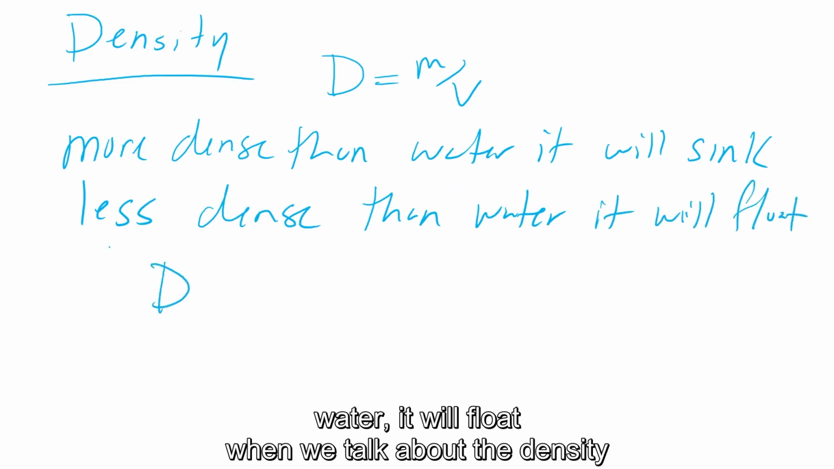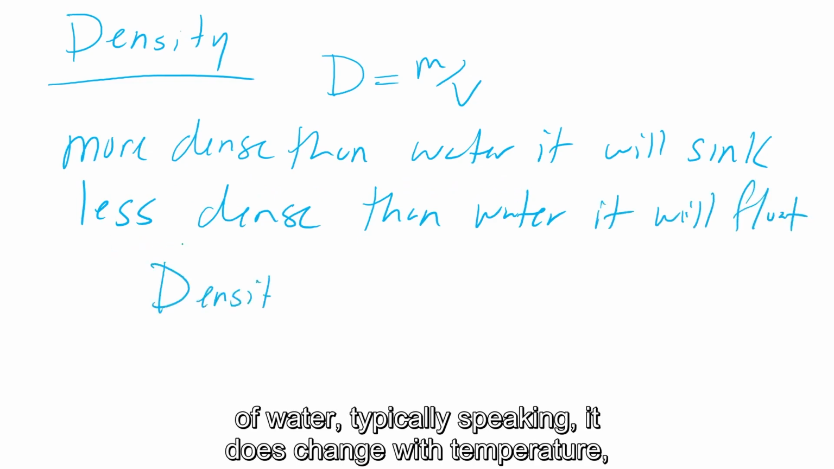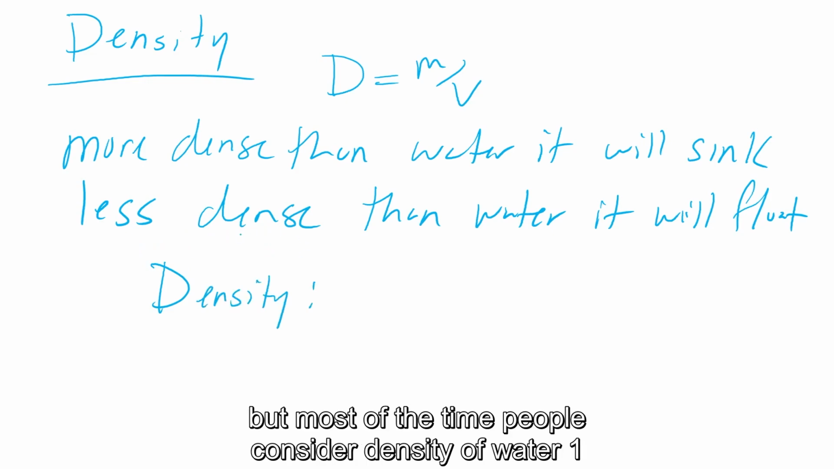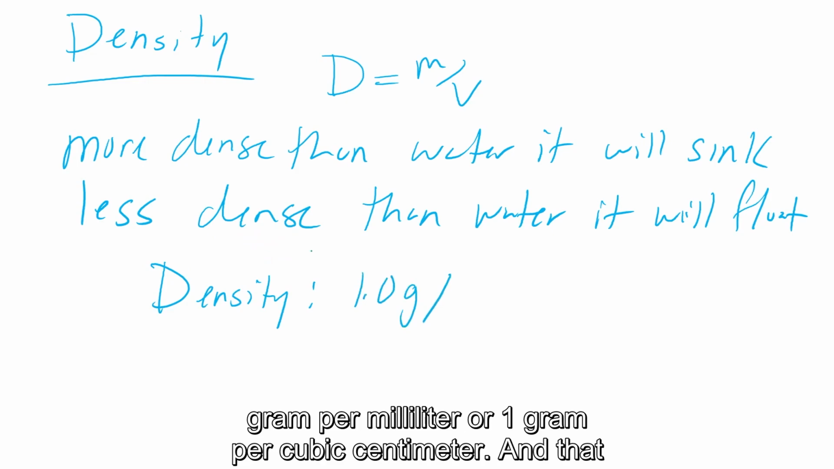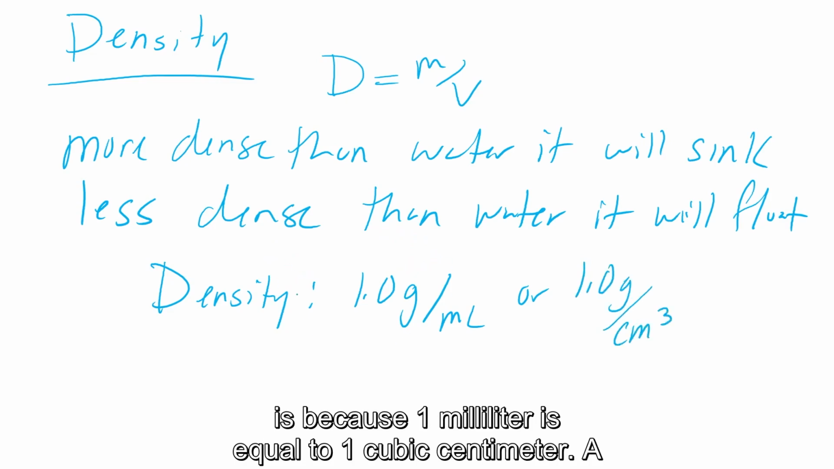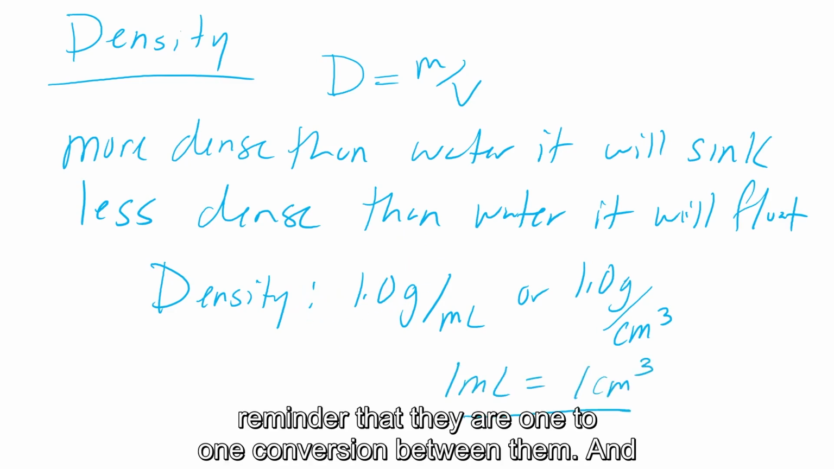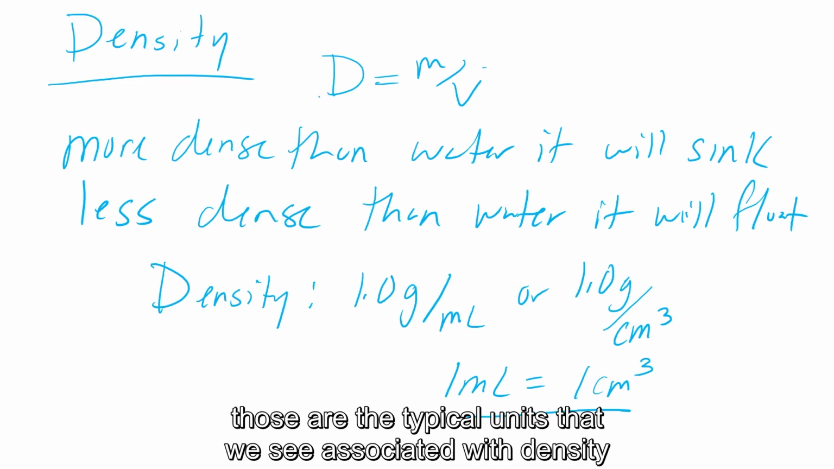When we talk about the density of water, typically speaking, it does change with temperature, but most of the time people consider the density of water 1 gram per milliliter or 1 gram per cubic centimeter. And that is because 1 milliliter is equal to 1 cubic centimeter. A reminder that they are a 1-to-1 conversion between them. And those are the typical units that we see associated with density.